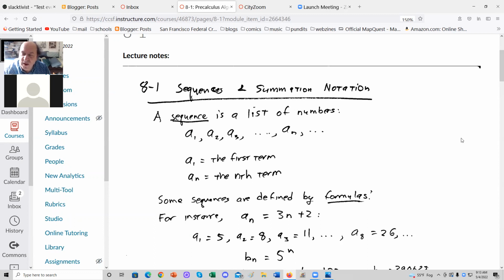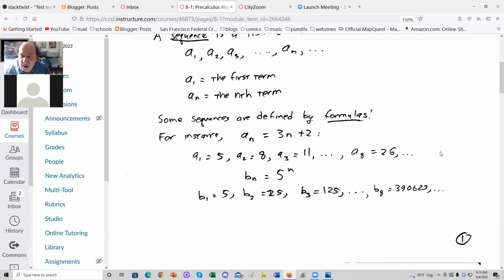Sometimes we have a sequence defined by a formula. For example, AN equals 3n plus 2. If you plug in, A1 is 5, A2 is 8, A3 is 11, A8 is 26, and so on endlessly. Just substitute the number n and you calculate it out.